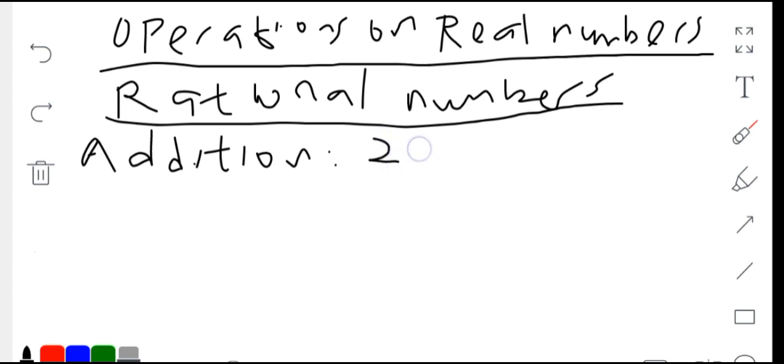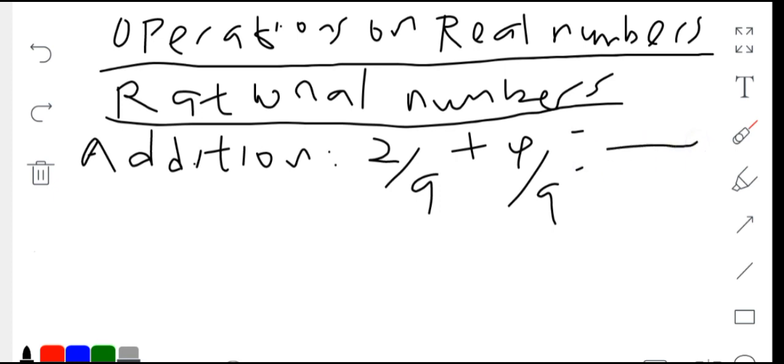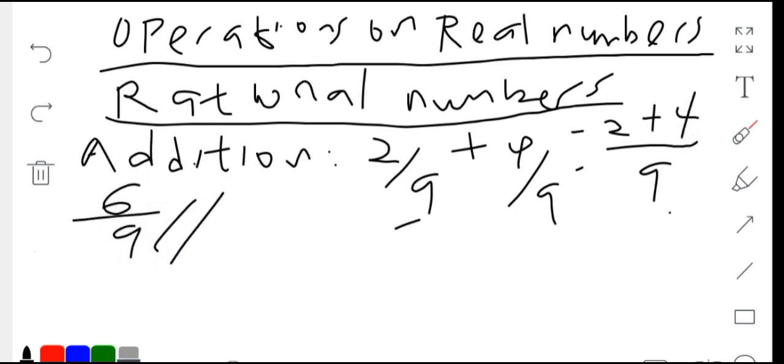Let's say you have 2 over 9 plus 4 over 9. Find the LCM, that will be 9. 9 in 9 gives us 1, 1 times 2 is 2, plus 9 in 9 gives 1, 1 times 4 is 4. So 2 plus 4 gives us 6 over 9. That's our final answer.